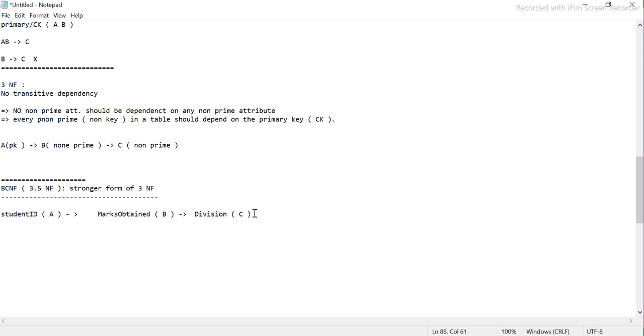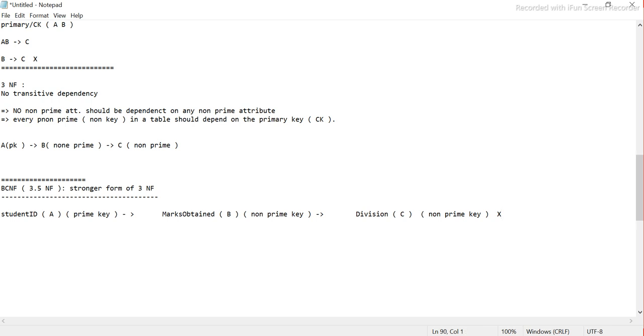In this case, this is non-key actually, right? So this is a non-prime key, and this is also a non-prime key, and this is the prime key. What we said is that a non-prime key cannot be dependent on any other non-prime key. Here C is dependent on B, so this is not allowed, as we discussed in third normal form, right? Third normal form. This is perfect.